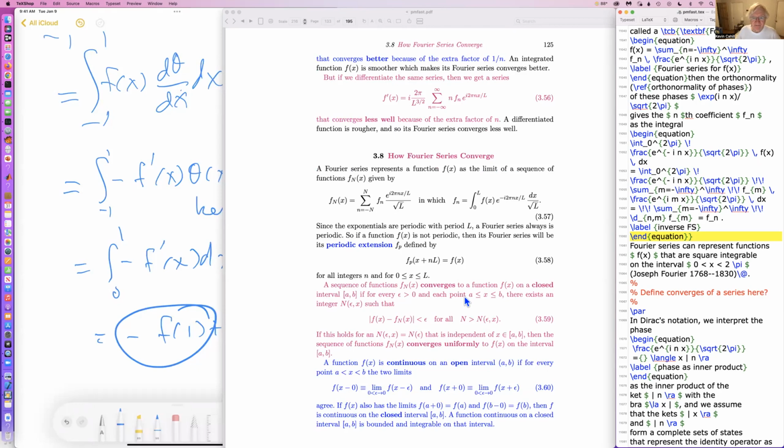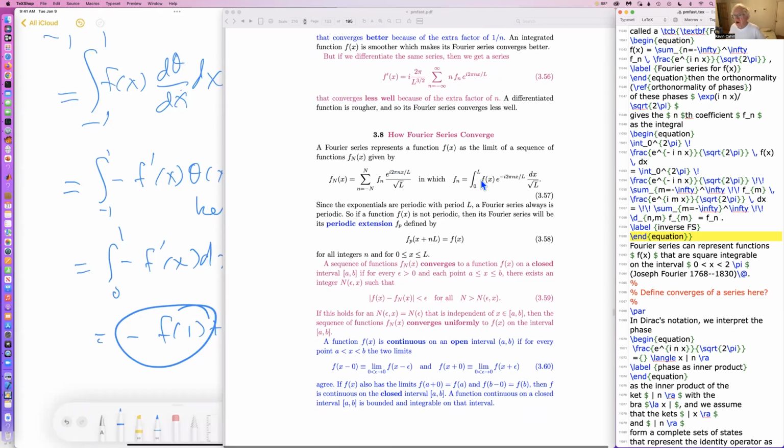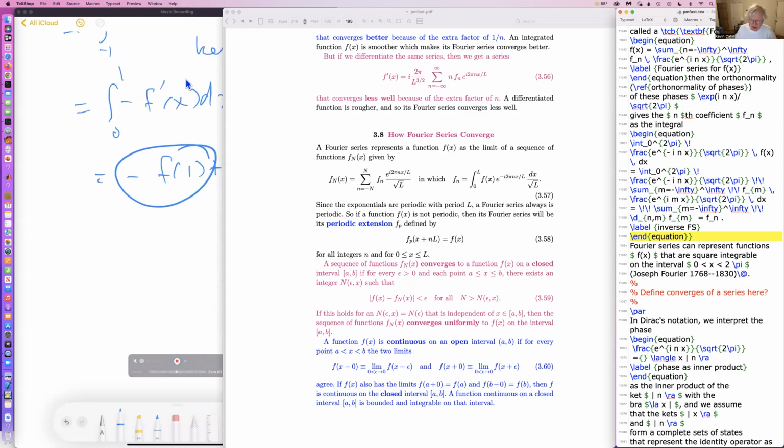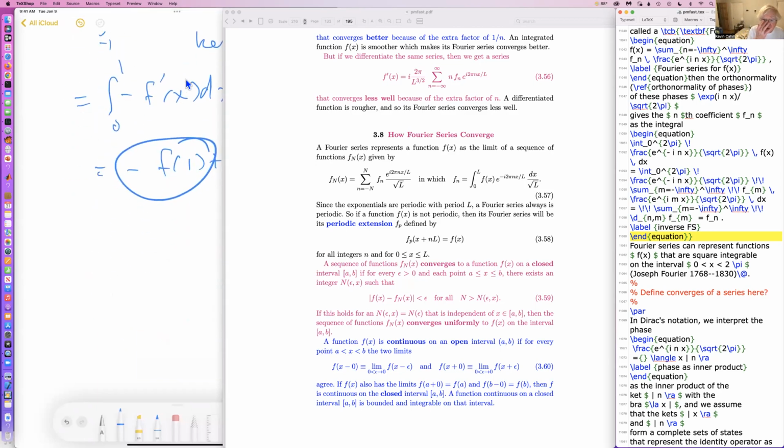How Fourier series converge? Well, this section 3.8 is kind of pure mathematics, and so this is something that you should read and understand, but we're not going to make a great deal of use of it, I don't think. But I think it's good for you to hear it and to understand it, at least the basic ideas.